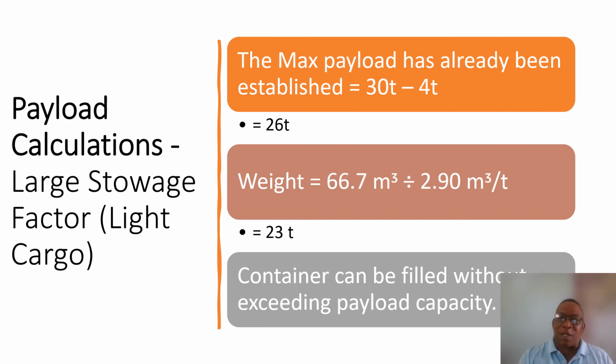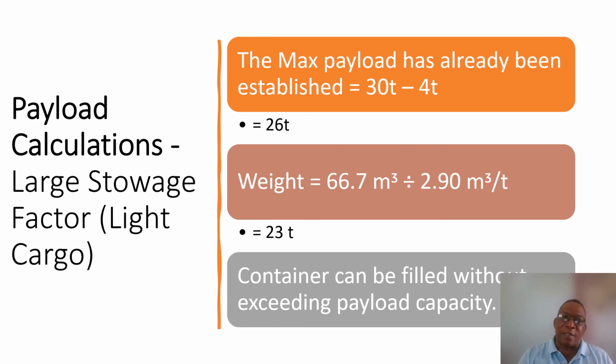So based on this, we can clearly see that one 40-foot container would still hold more than even the two 20-foot containers, because this 40-foot is holding 23 tons as against 21.4.